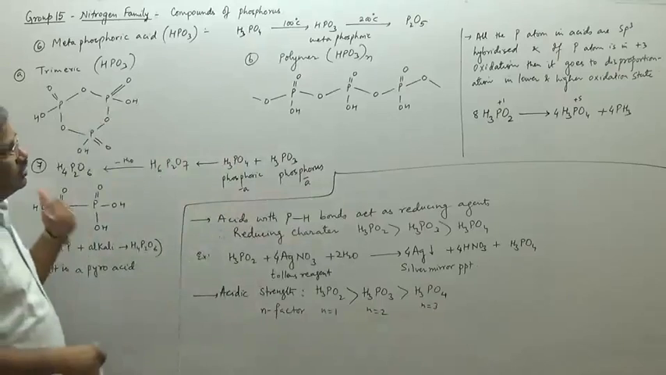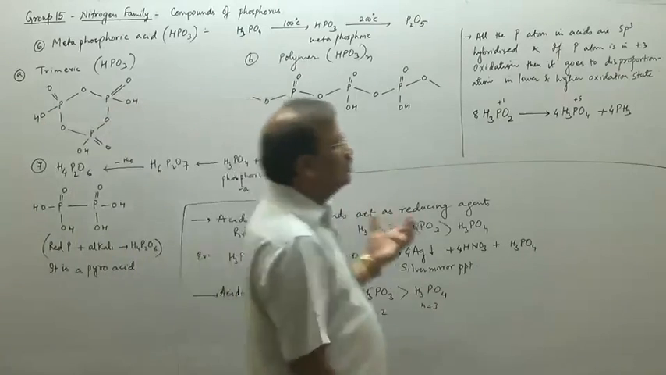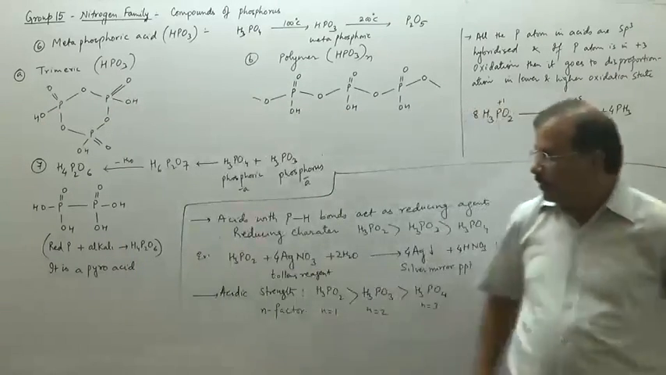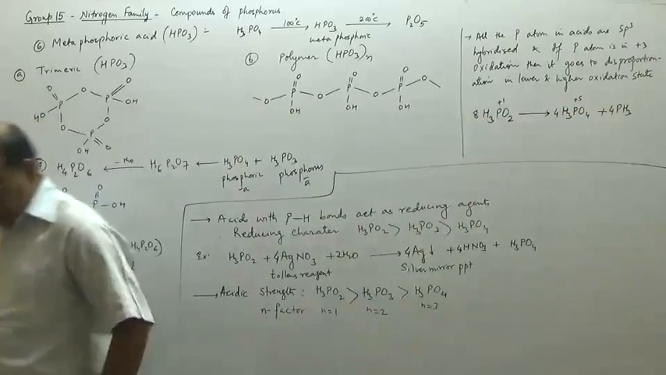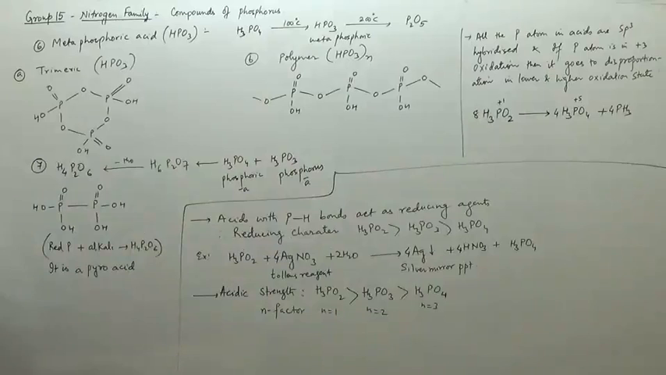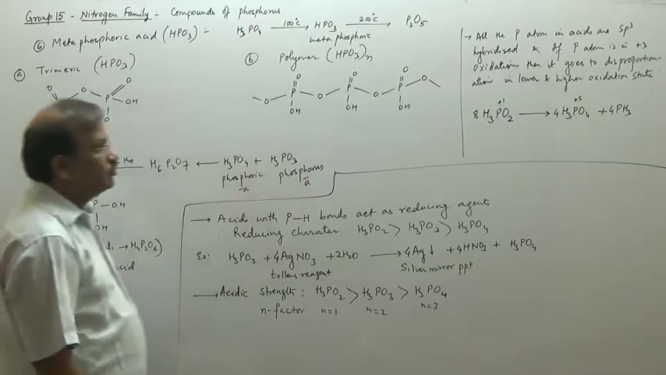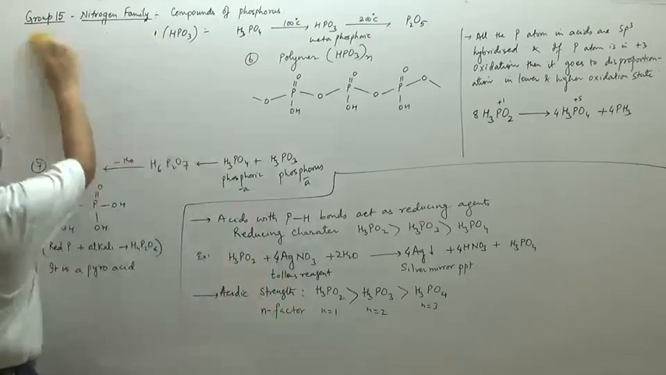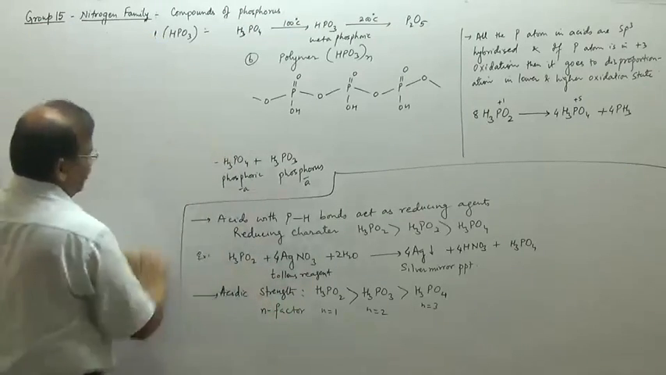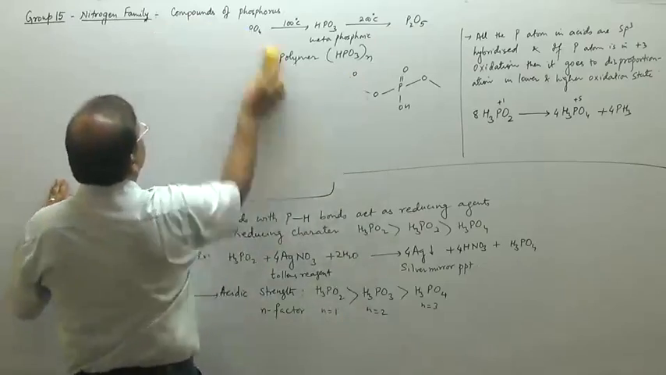So this is about the n factor and about the reaction of this with the phosphorus atom. So this is about the phosphorus, what we required, and we can discuss the phosphorus atom.